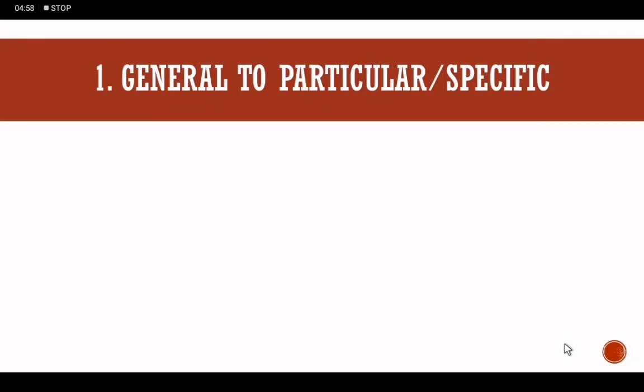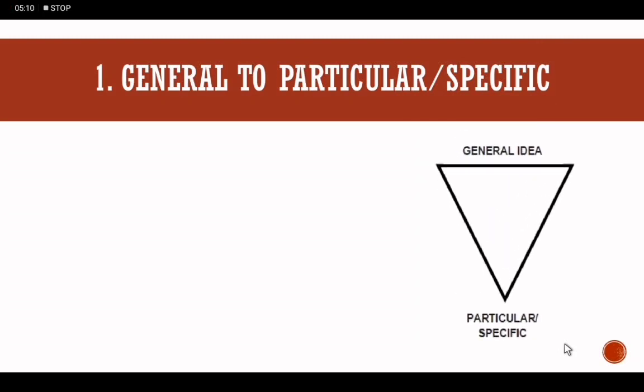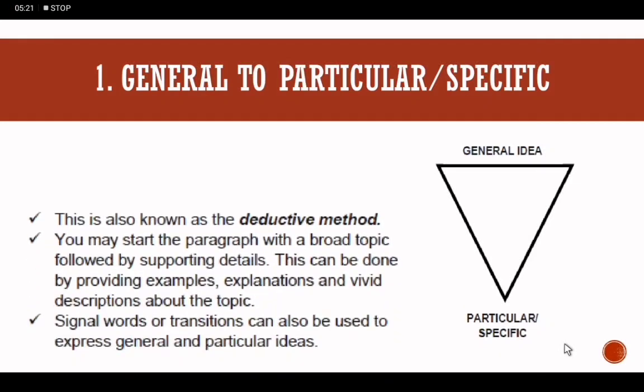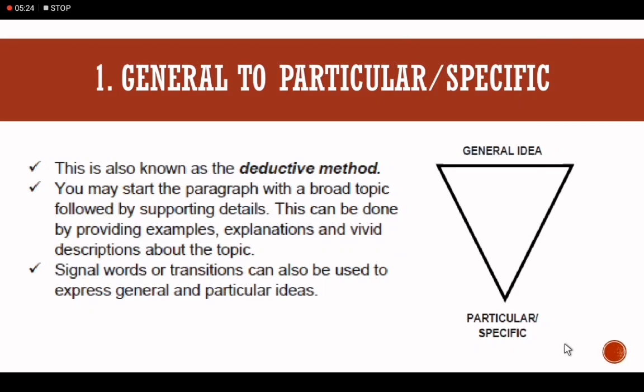Let's talk about general to particular, or another word for particular is a specific pattern. So let's see how it goes. We can see an inverted triangle. So on top, general idea. At the bottom, particular or specific ideas. Because general to particular pattern is also known as deductive method. We may start our paragraph with a broad topic, followed by supporting details. We can provide examples, explanations, descriptions about the topic.